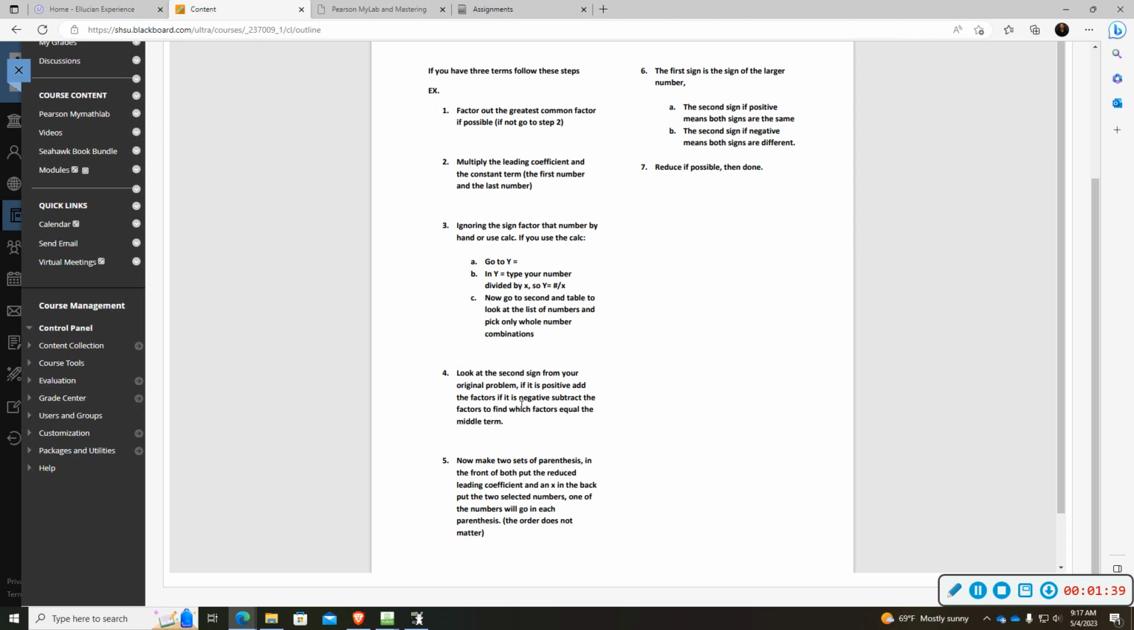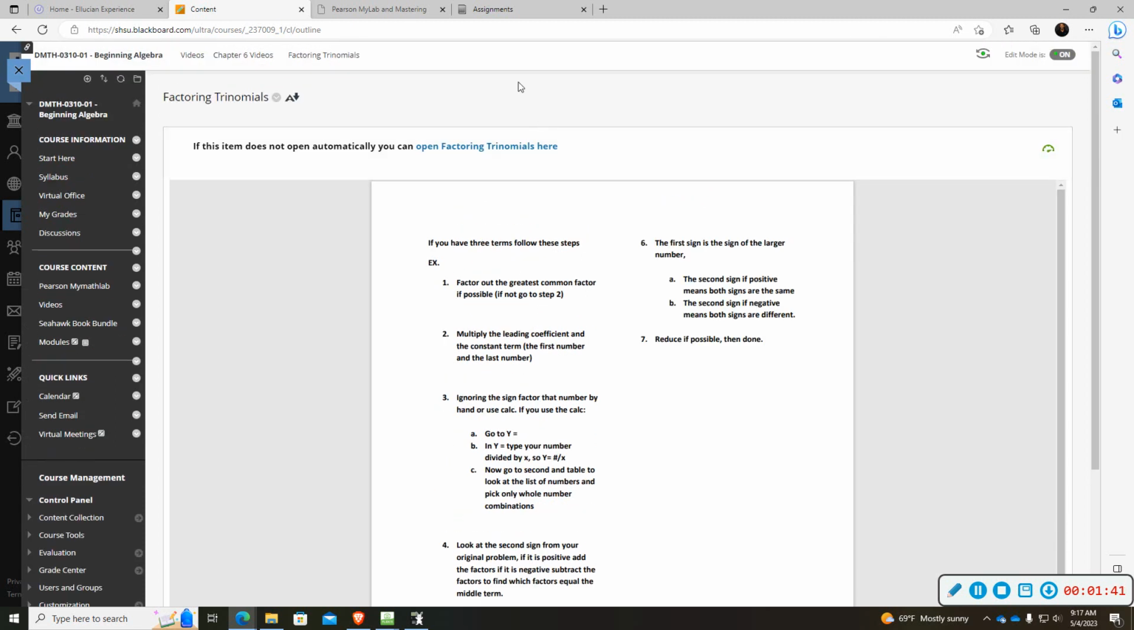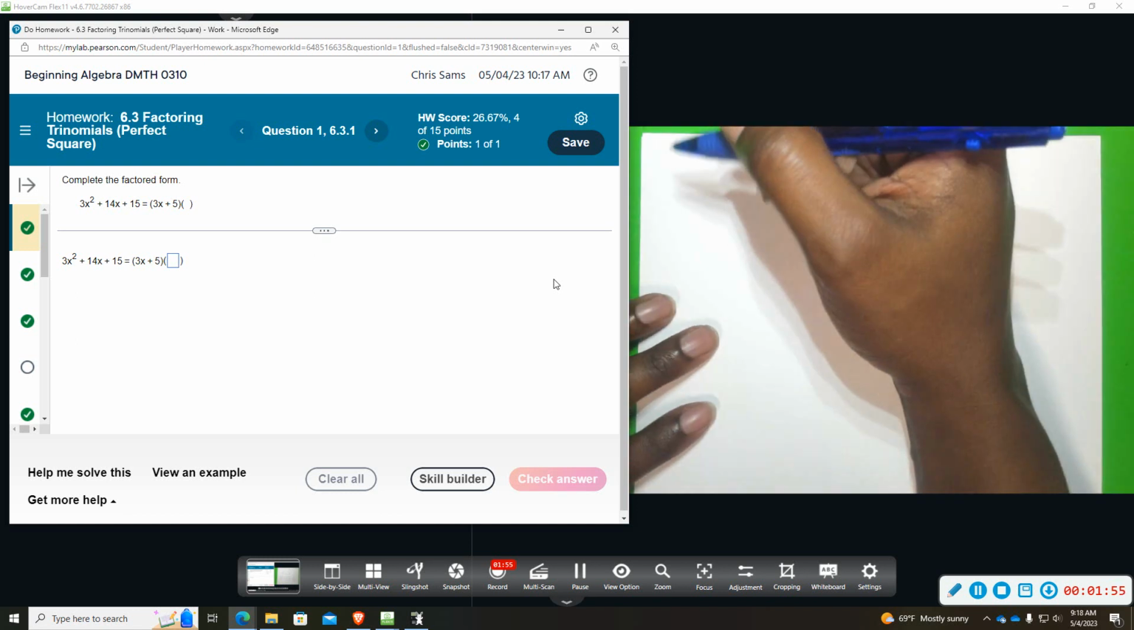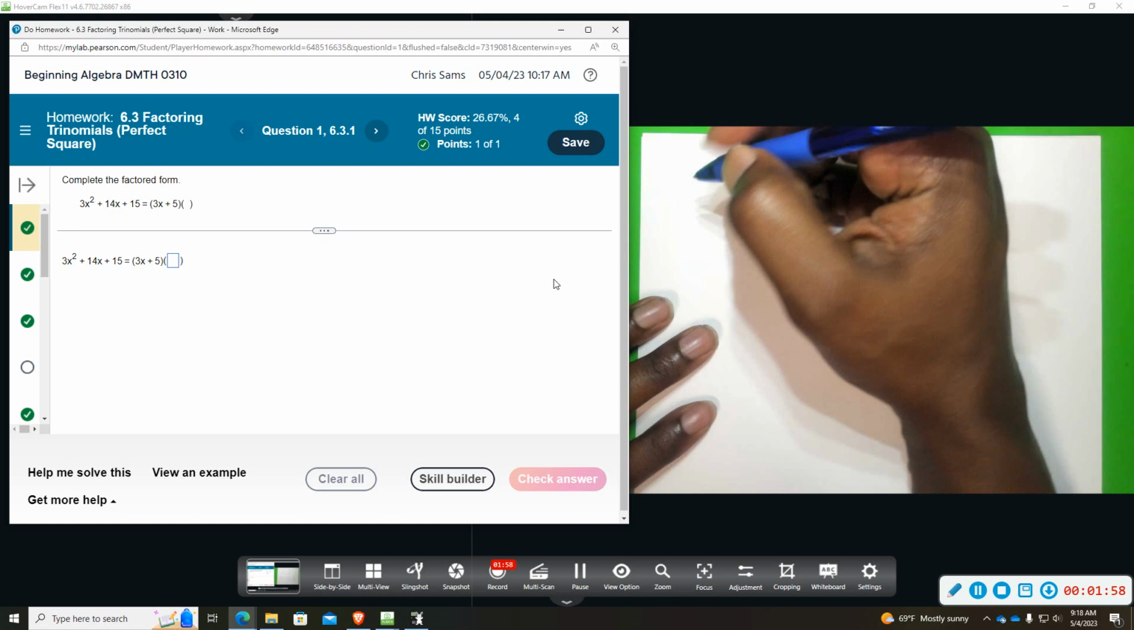So these are all the steps. You can print this out, refer to it as often as you need. But I'm going to apply that to this first problem and just show you each of those things step by step. So this first problem already has the problem started factoring, but we're not going to use that. We're just going to start from scratch.